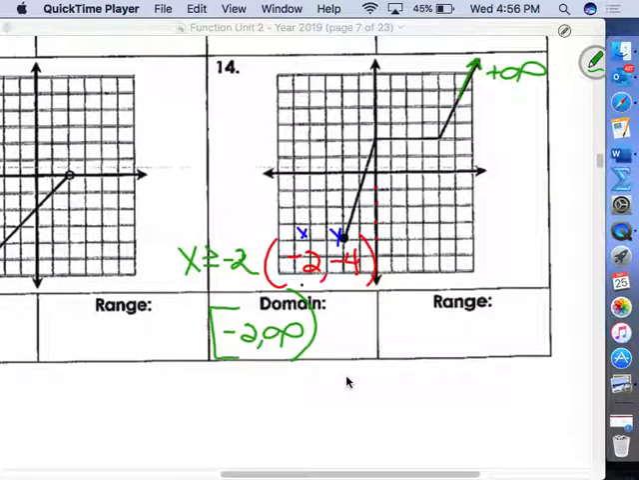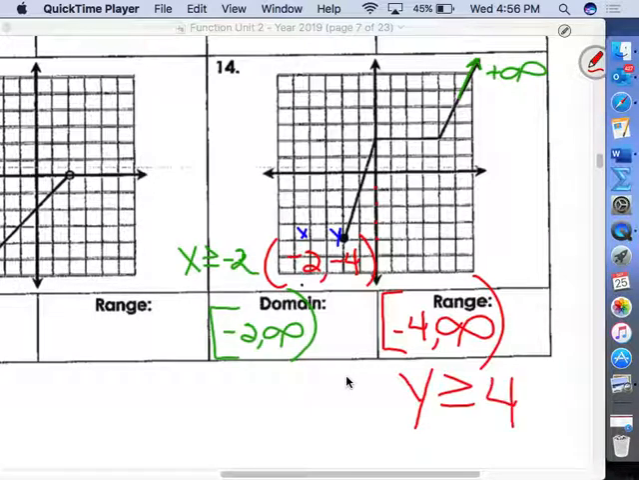And then to do the range portion, I'm only concerned with the -4 here. -4 is the least y value of all the plotted points. So my range is going to be -4, hard bracket, direction of positive infinity. And then my inequality notation will use the variable y. All of the y values are greater than or equal to -4.